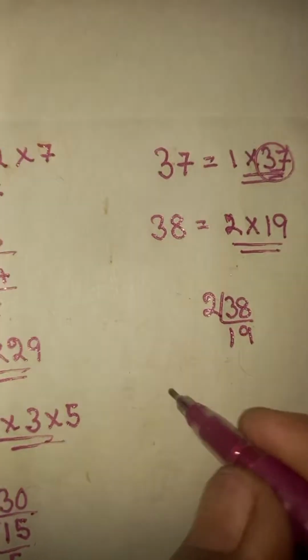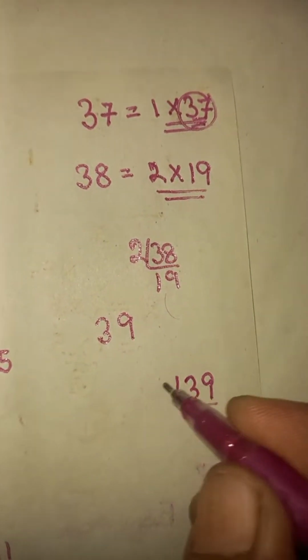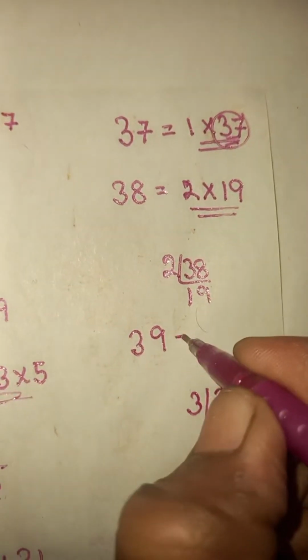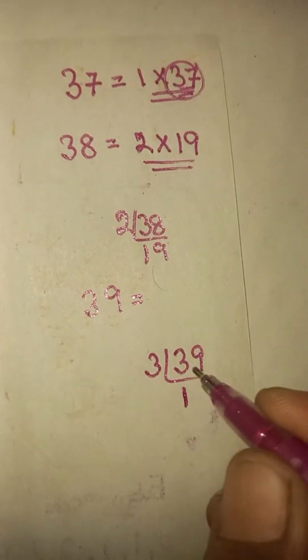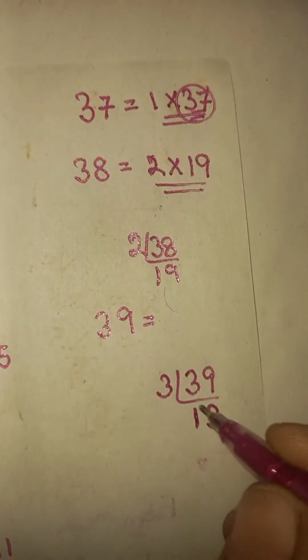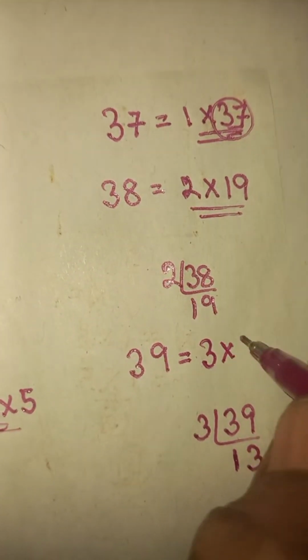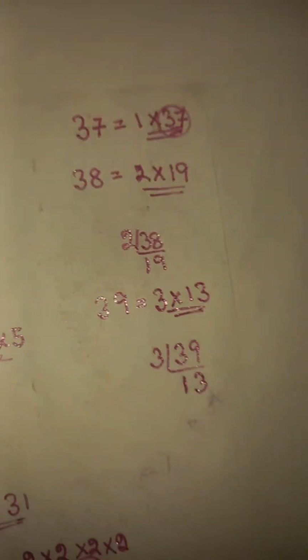Let's find out what is 39. 39 you can start dividing. You cannot divide by 2. Let's start dividing from 3. 3 times 1 is 3. 3 times 3 is 9. So 3 times 13, you cannot divide more. It is a prime number. So write it as 3 times 13.